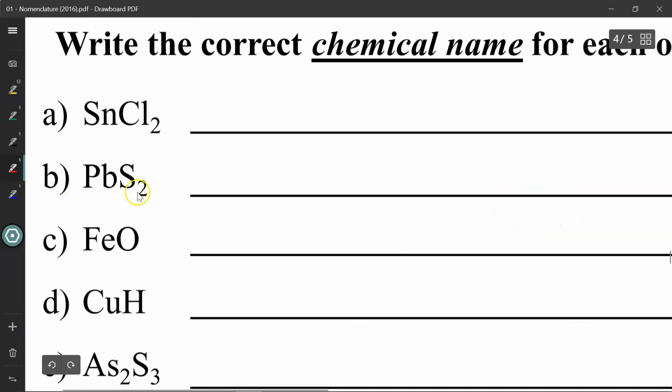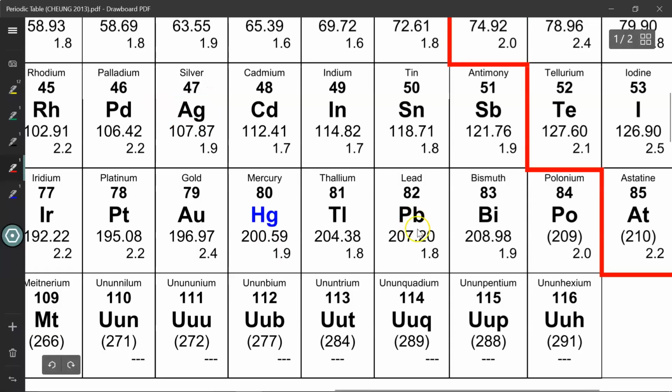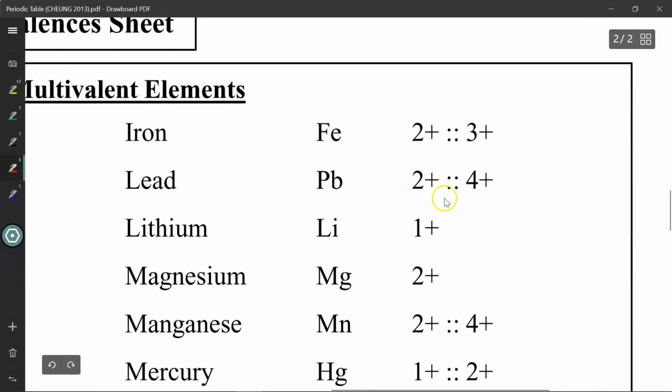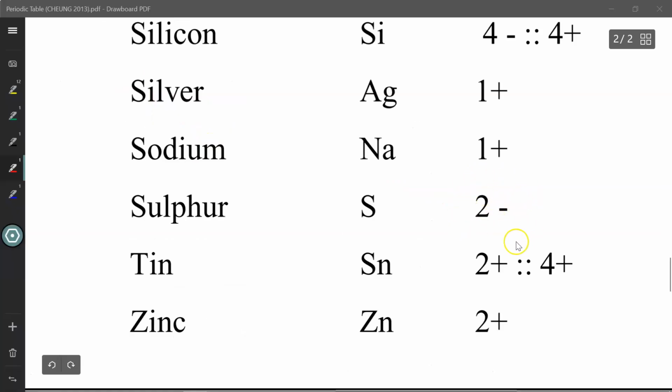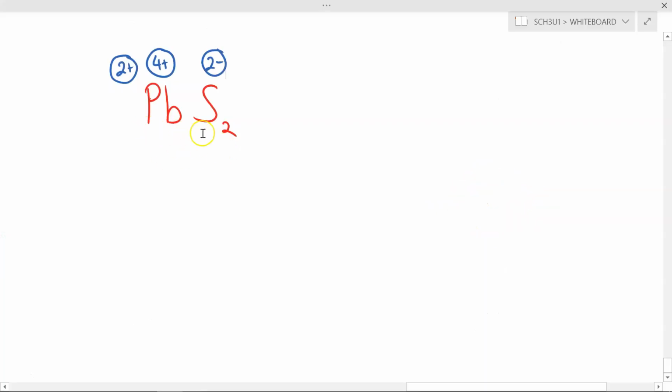Now, going in the opposite direction is always a little more difficult. But let's try it out. Pb is lead. And lead has a valence charge of 2 plus and 4 plus, so it's multivalent. While sulfur has a valence charge of 2 minus. Now, unfortunately, this chemical formula doesn't tell me which version of lead it is, which species. Is it lead 2 or is it lead 4?